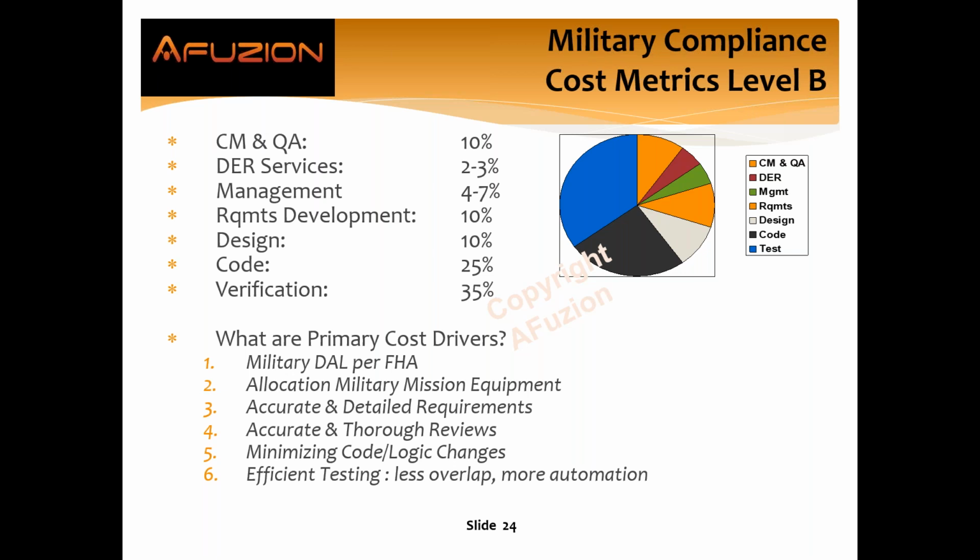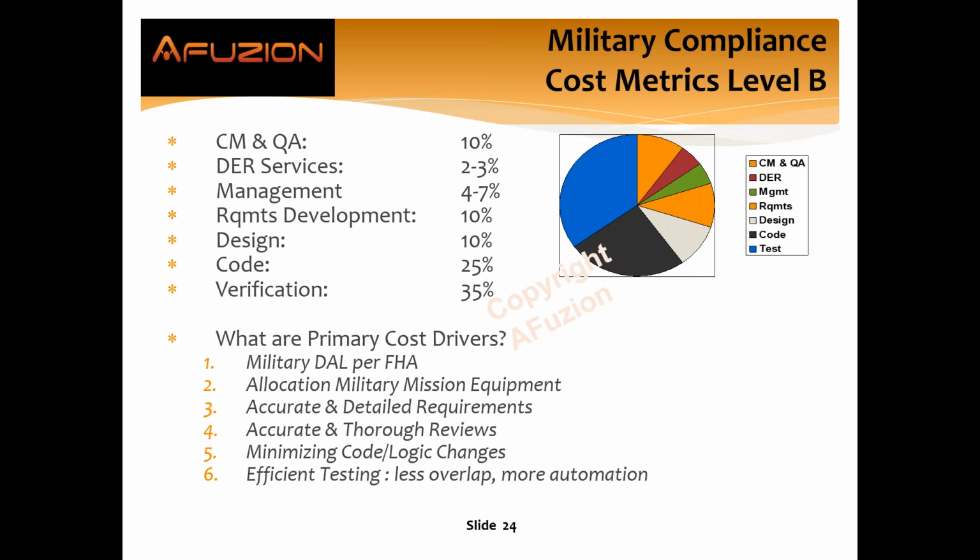Then allocate the detailed requirements. Traditional military projects do not have the level of detailed requirements. We need to minimize assumptions. We need to show that most of the core code coverage, remember AFuzion's general rule of thumb. The rule of thumb says we should get 90% code coverage, logic coverage, by simply verifying, testing our requirements. So, accurate and thorough reviews, having detailed plans, a checklist that prove that the engineers didn't make assumptions, they did things according to the plans. Then minimizing the code and logic changes. These are really key to controlling the cost.